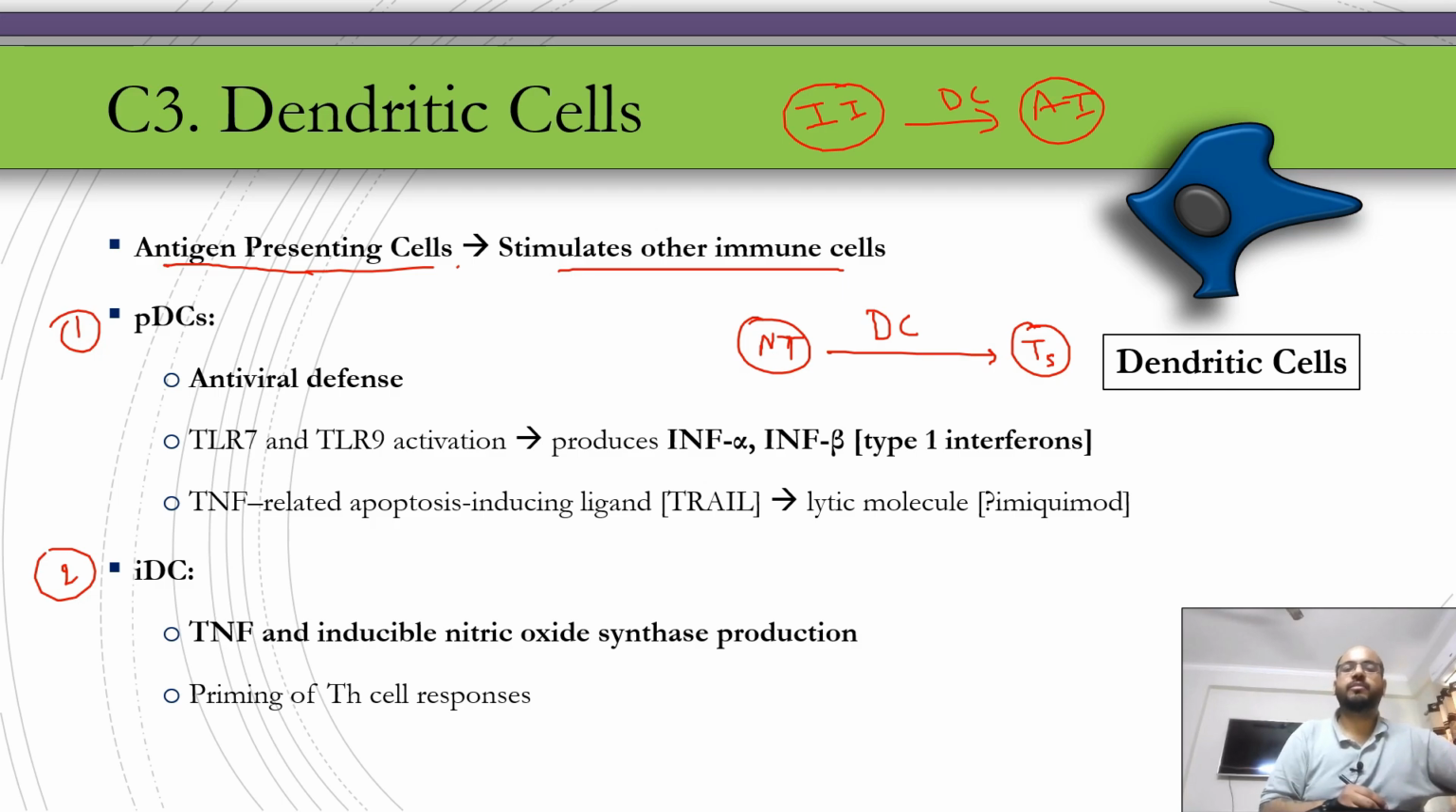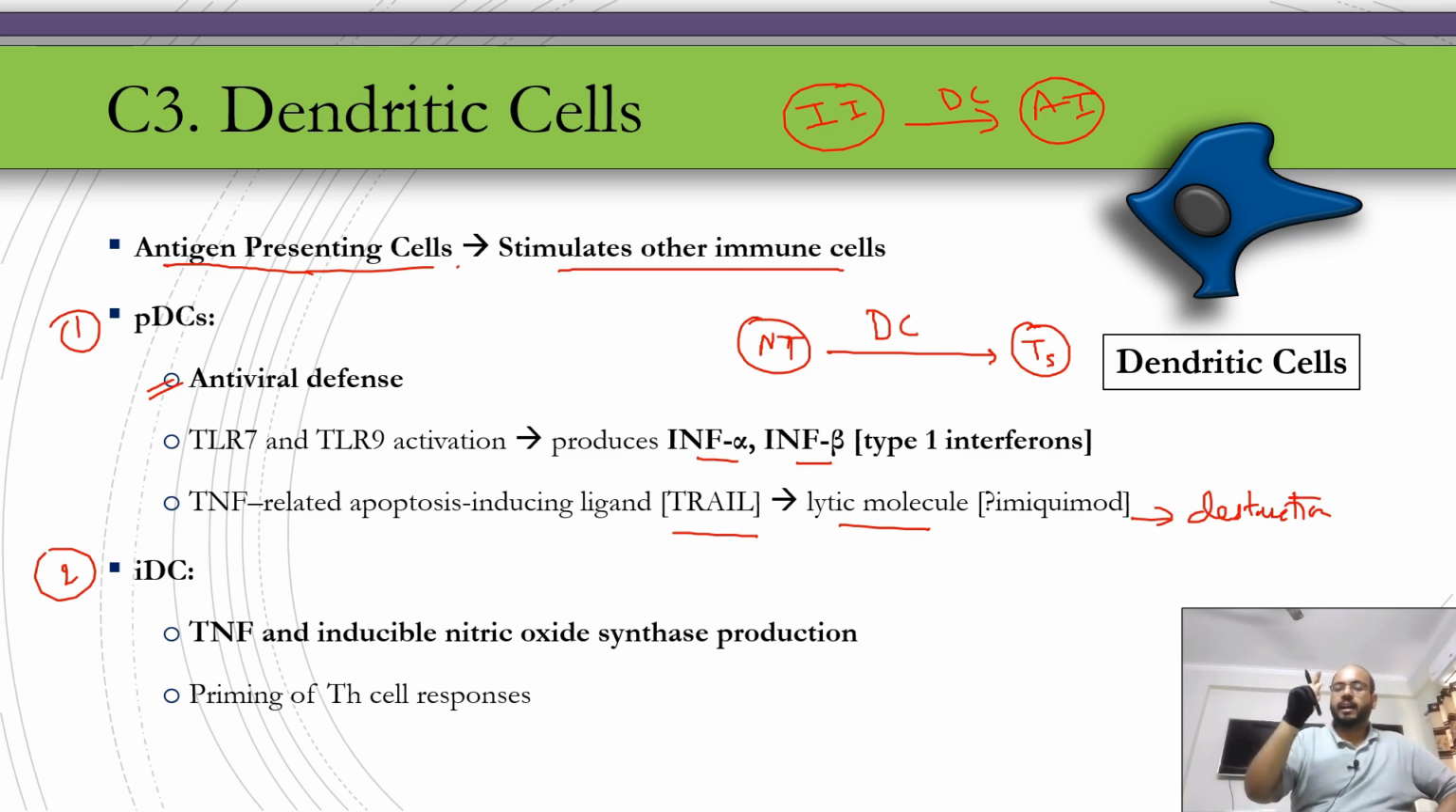Plasmacytoid dendritic cells are responsible for antiviral defense. That means defense against virus-infected cells. They produce chemicals like interferon alpha, interferon beta, which are type 1 interferons, and they also release chemicals like TRAIL, or TNF-related apoptosis-inducing ligand, which is a lytic molecule. That means it is responsible for destruction of cells. So, interferon alpha, beta will increase inflammation, while induction of TRAIL will lead to destruction. Clear? These are part of plasmacytoid dendritic cells.